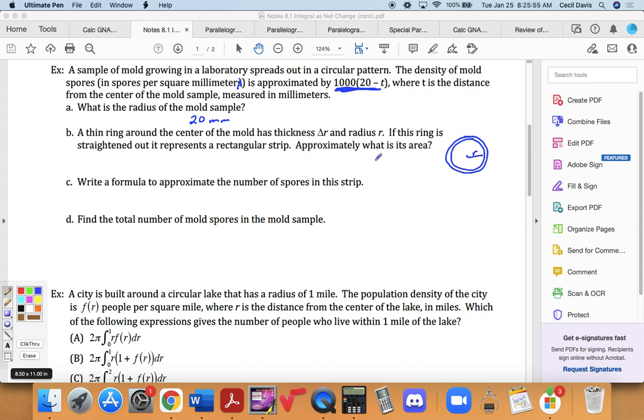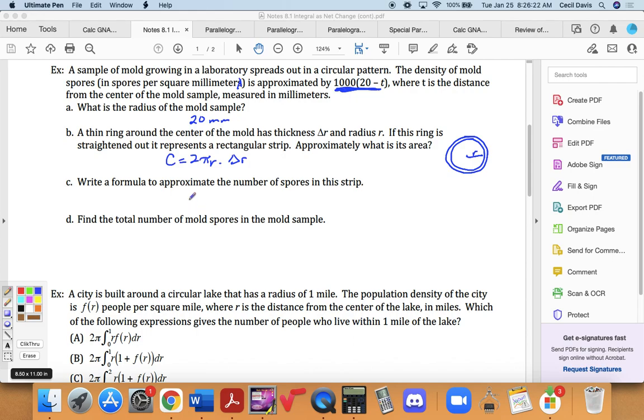It does. Okay. What is the formula for circumference? Oh, pi times 2R. So 2 pi r times delta r. Because isn't circumference pi times diameter? Yes. Or 2 times pi times the radius.